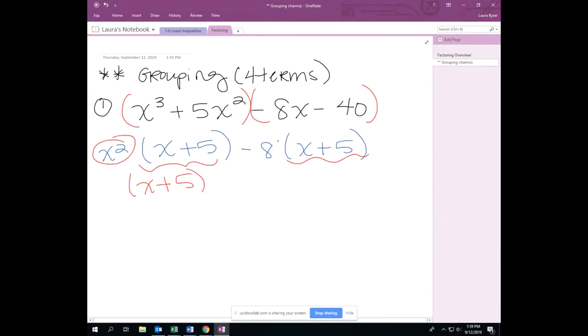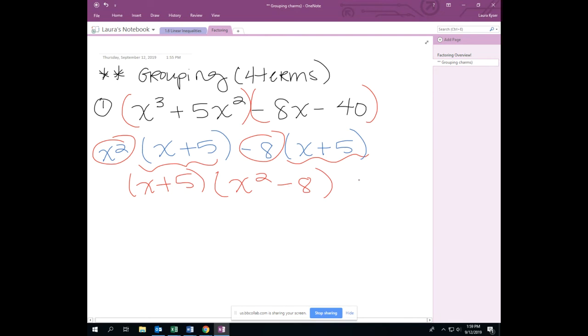Now we've got these two chunks left over, just floating around, and they don't have anything to do. So it's probably a good idea to put them together in a second parenthesis so that they're not lonely and they have each other. So now we've got x plus 5 times x squared minus 8.